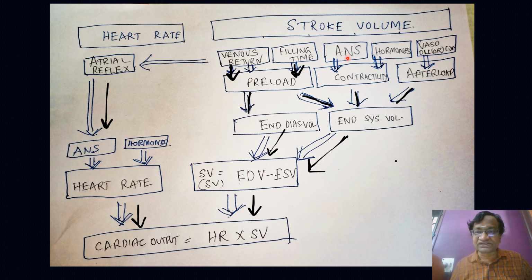Now the autonomic nervous system and contractility. You see stroke volume and heart rate. This filling time is a determinant of heart rate. The autonomic nervous system controls heart rate and also contractility. So it is not that heart rate is separately controlled by three things and stroke volume is separately determined by three things. There is complete intermingling of these two essential factors, heart rate and stroke volume, for cardiac output. You can see hormones for contractility. You can see vasodilators for afterload.